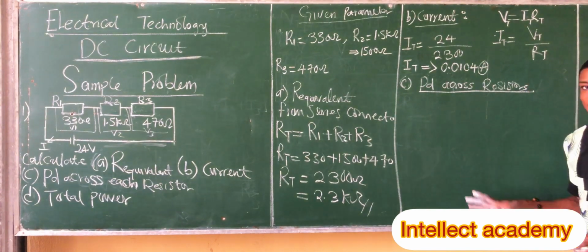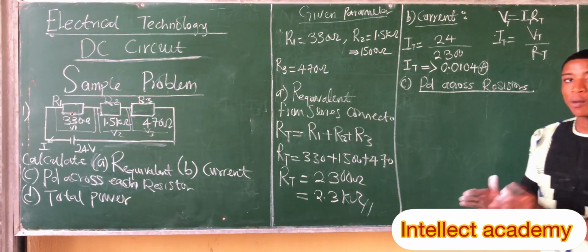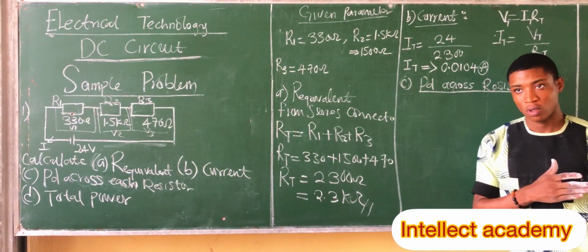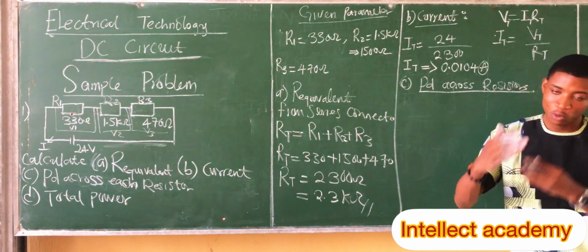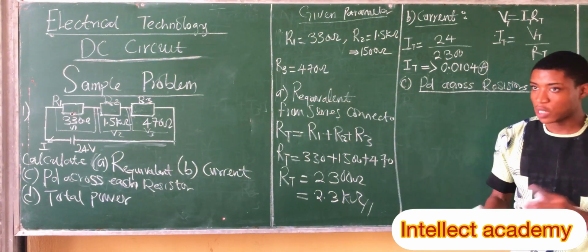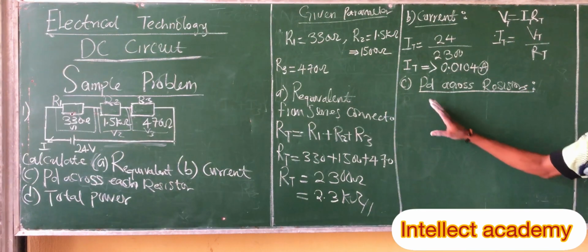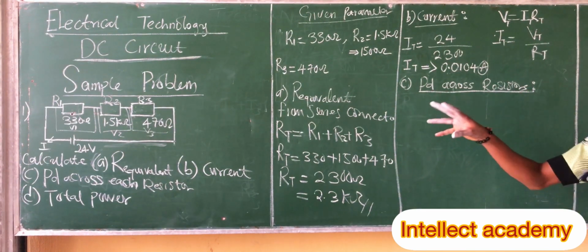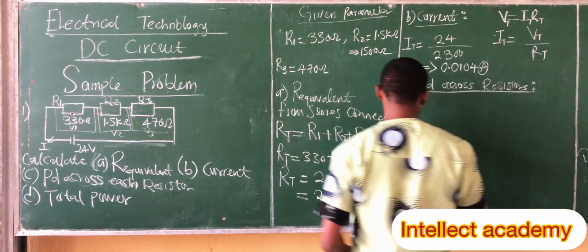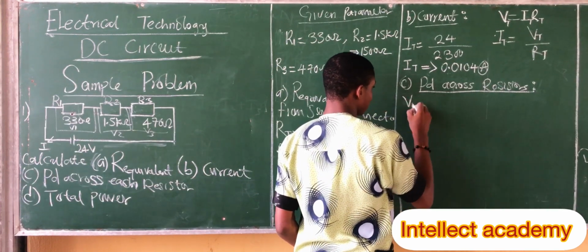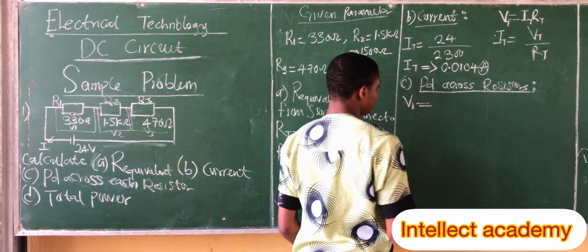Let me just bring your knowledge back to it, because it's very important that we understand, because we are working with the principles of what we know. Everything we have learned, we're going to use in the future. That's why we start the course from the basic units. Now, the PD across each of those resistors. We'll say V1 is the PD at the first resistor, R1.